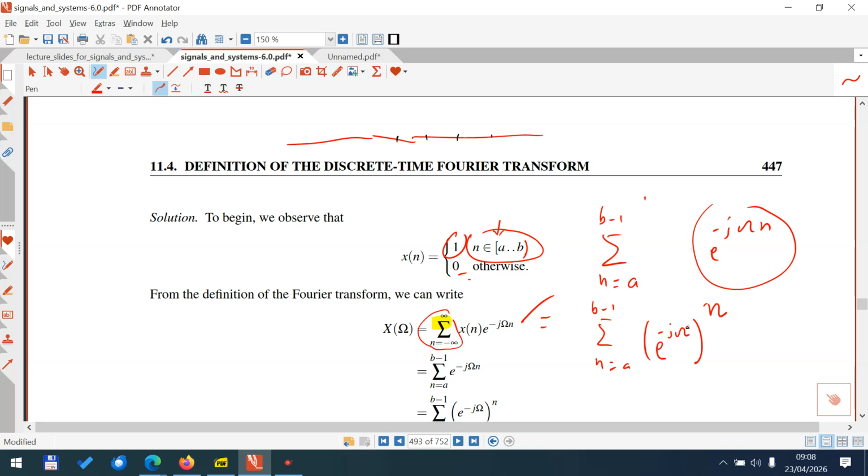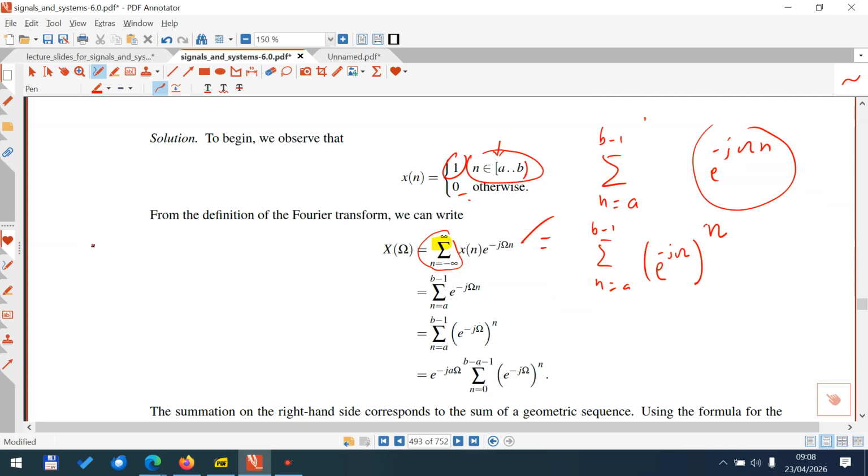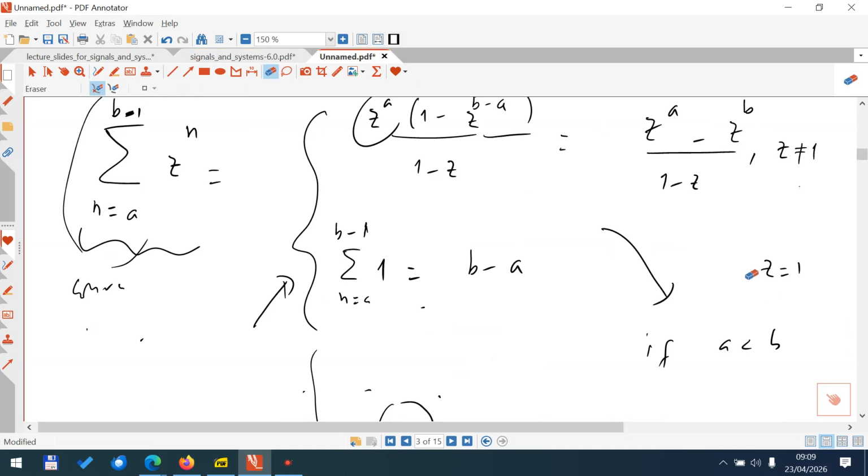Right? So the z I had on that page becomes exponential minus j omega in this page. So can you now tell me those two conditions? This exponential one we want. So when exponential minus j omega is 1, I have b minus a, right? I'm just copying it from there, right? When it is 1, then it's just b minus a. And when it is not 1, it will be like that, z to a minus z to b over 1 minus z. So I'm just copying it.